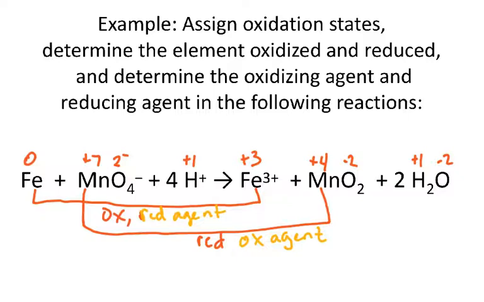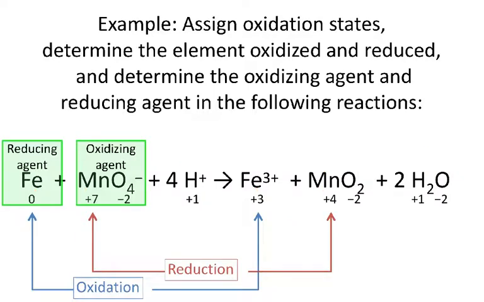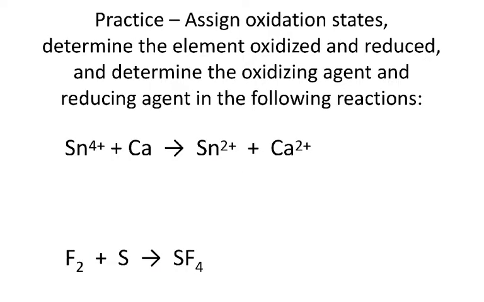So you see how once you assign the states, you can figure out what is oxidized and reduced, and then whatever's oxidized is the reducing agent, whatever is reduced is the oxidizing agent. And there's that worked out for you. A couple more problems. Assign oxidation states, determine the element oxidized and reduced, and determine the oxidizing agent and reducing agent in the following reactions.